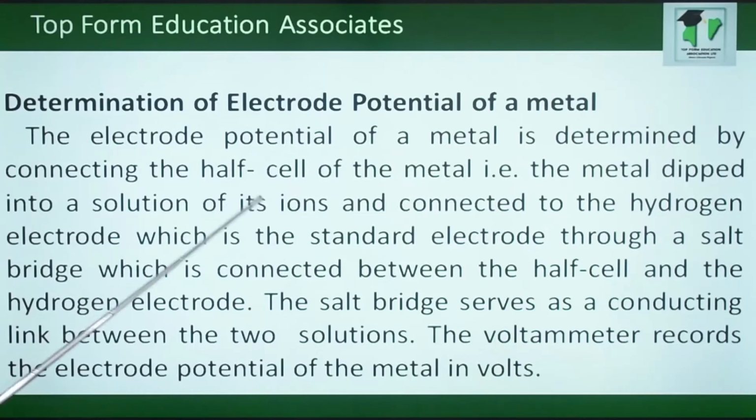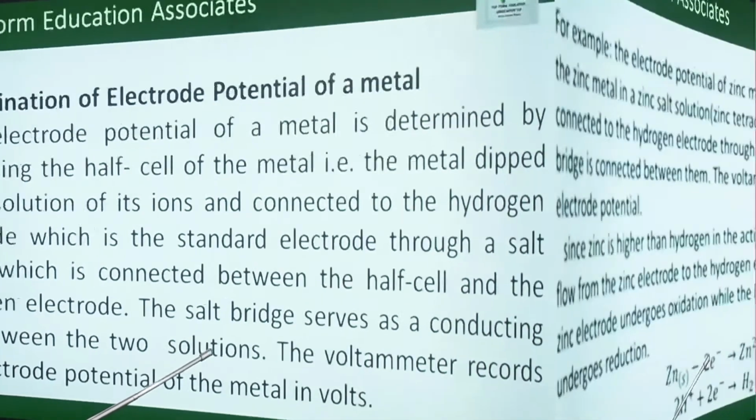The electropotential of a metal is determined by connecting the half cell of the metal, that is the metal dipped into a solution of its ions, to the hydrogen electrode, which is the standard electrode, through a salt bridge, which is connected between the half cell and the hydrogen electrode. The salt bridge serves as a conducting link between the two solutions. The voltmeter records the electropotential of the metal in volts.